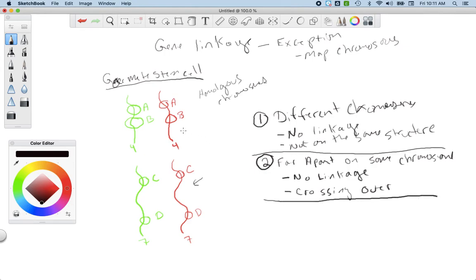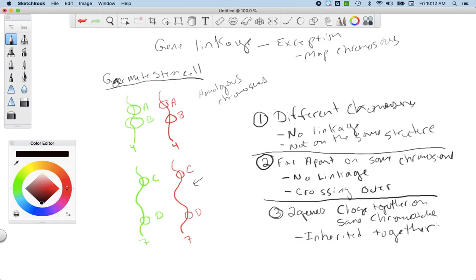They're going to be just normal genes that follow the law of independent assortment and the law of segregation. But up here on chromosome number 4, we have two genes close together on the same chromosome. That means they're very likely to be inherited together. So if you get the green A, you're probably going to get the green B. If you get the red A, you're probably also going to get the red B.